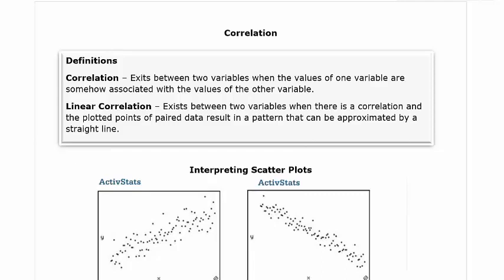Hello. In this video we're going to talk about something called correlation. Correlation exists between two variables when the values of one variable are somehow associated with the values of the other variable. Linear correlation exists between two variables when there is a correlation and the plotted points of paired data result in a pattern that can be approximated by a straight line.